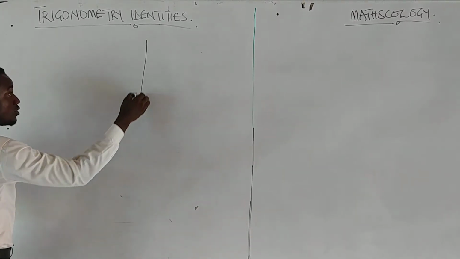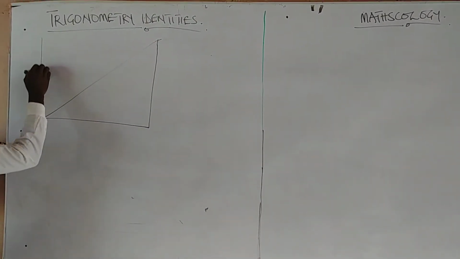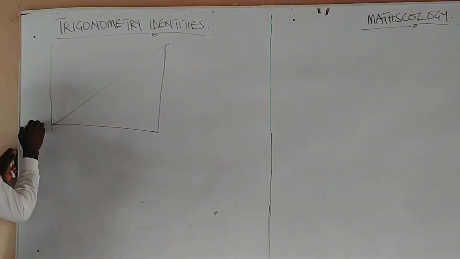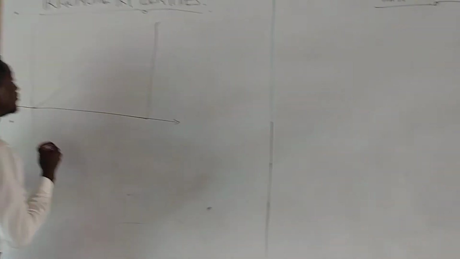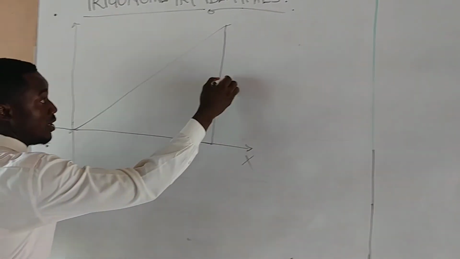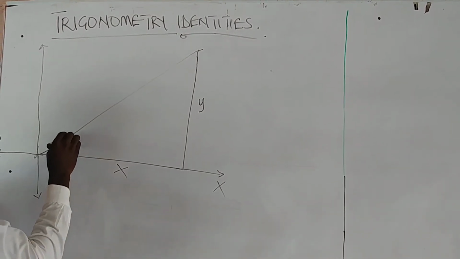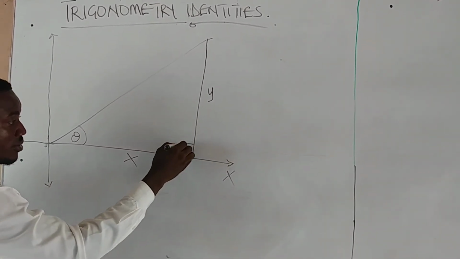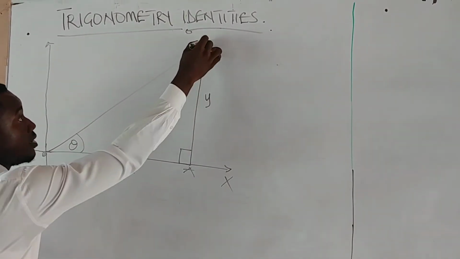So let's draw a right angle triangle. So we have our point of origin over here. Good. So we have our y, have our x. Let theta represent this angle. Let's establish our 90 degrees here. So from triangle O, say A, B.